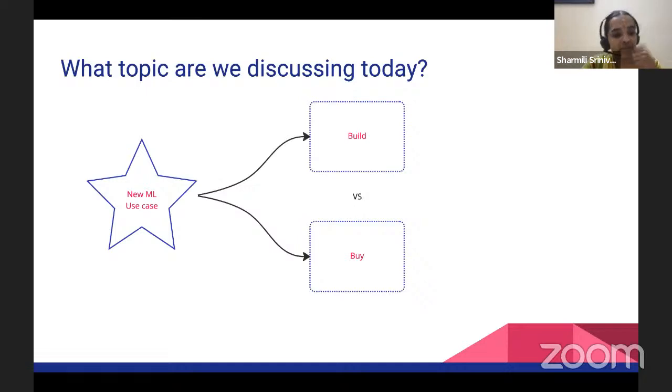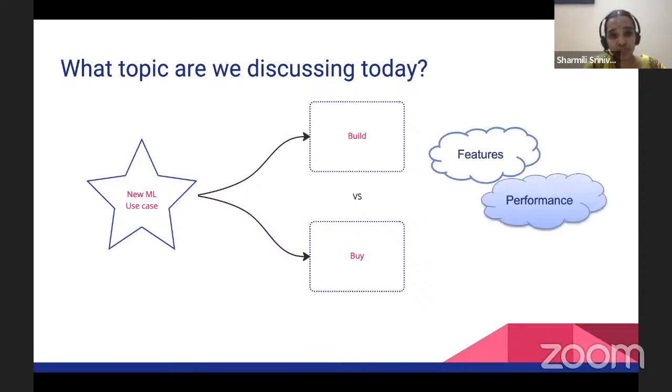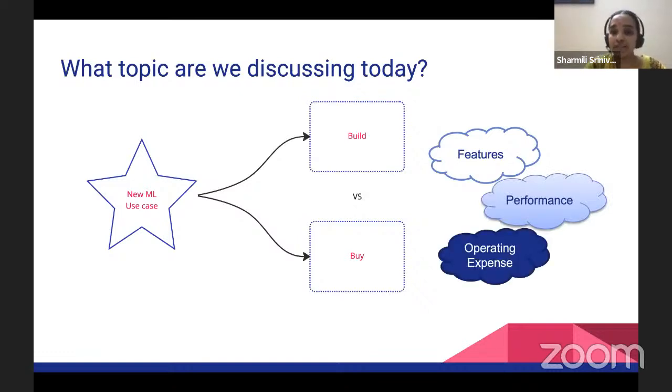So when we have to decide build versus buy, there are multiple factors which come in. But if we group the factors, we can group them into three main categories. One is features, another is performance, and the third is operating expense.